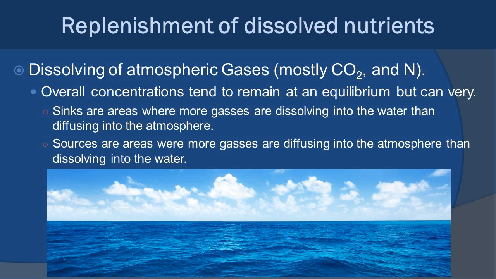This is one of the reasons why we tend to call the ocean a carbon sink, because right now we have a higher concentration of carbon dioxide in the atmosphere, and thus it is diffusing into the ocean. This, of course, brings up some issues in terms of ocean acidification.